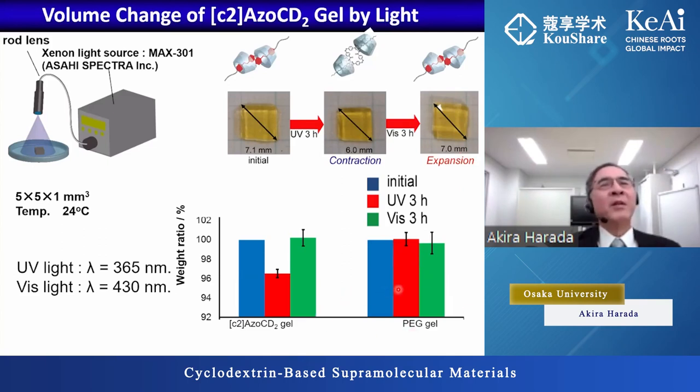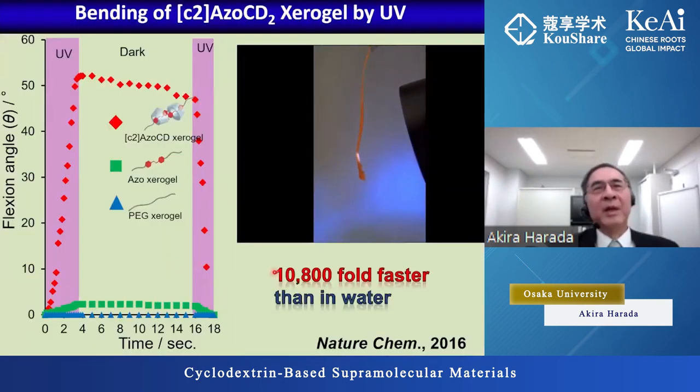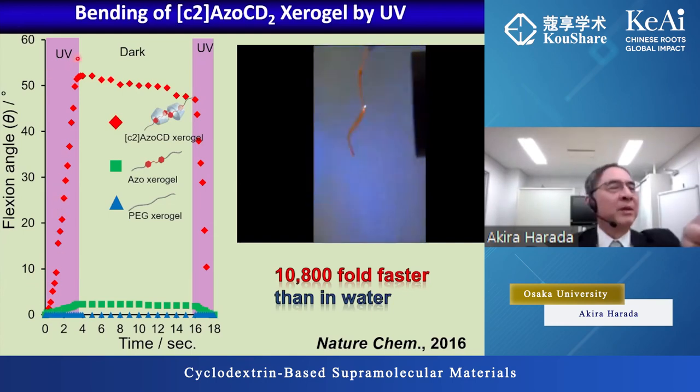Okay. In contrast, the polyethylene glycol gels without azobenzene do not change the shape and size by radiation of UV light and visible light right here. Okay. When the freeze-dried gel was irradiated by UV light, the gel bent as shown here. This is the flexion angle as a function of time. Only 1 second irradiation of UV light causes a flexion angle of 7 degrees, and 4 seconds irradiation gave 50 degrees of the flexion angle here.